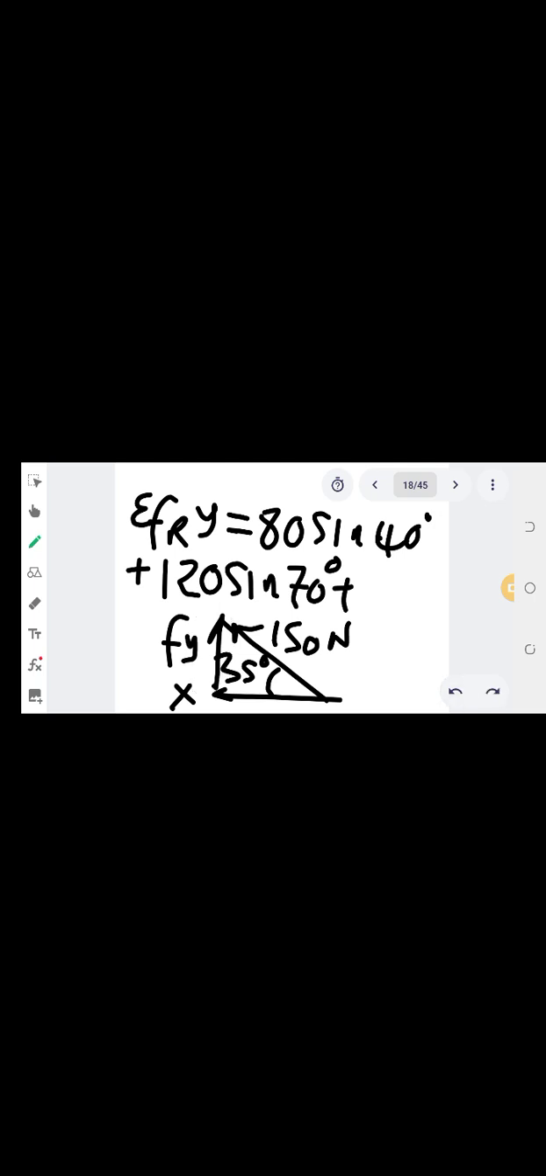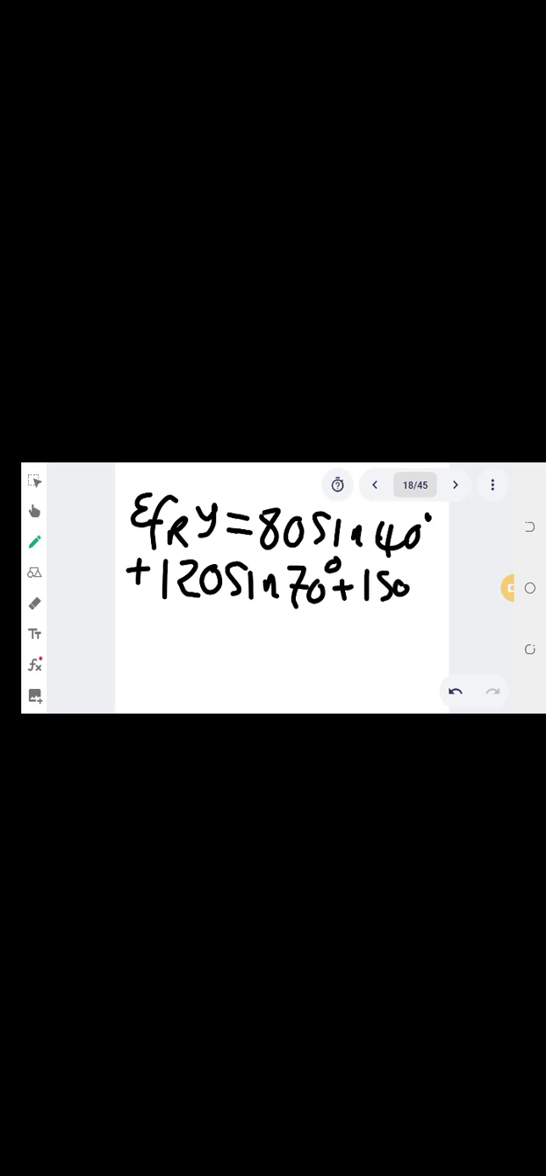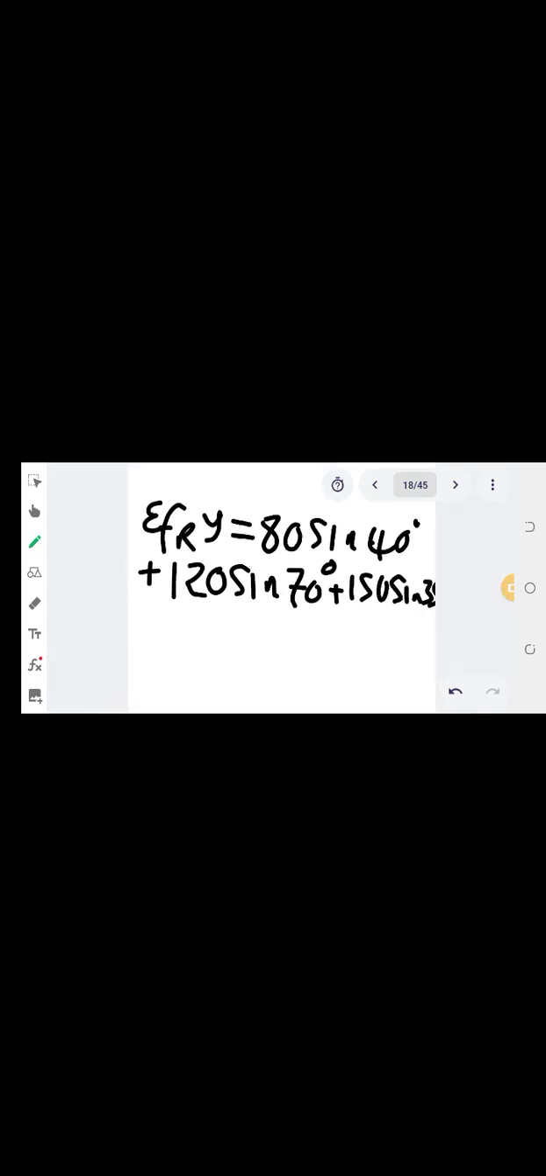So we are saying the component there is 150 sine 35. So 150 sine 35 there.